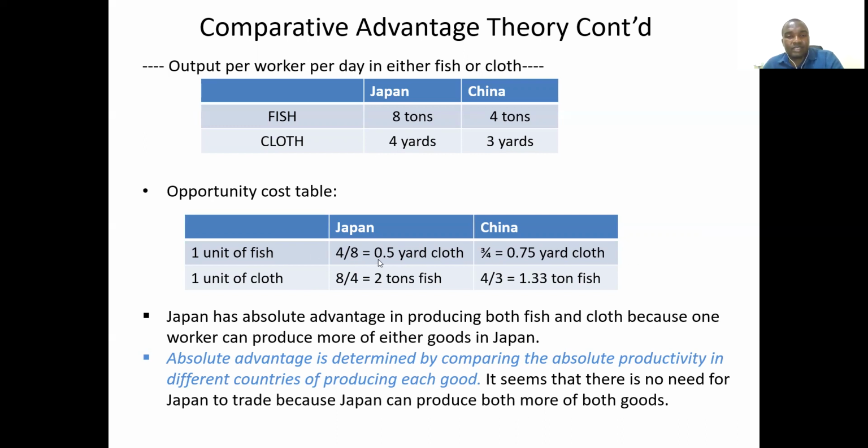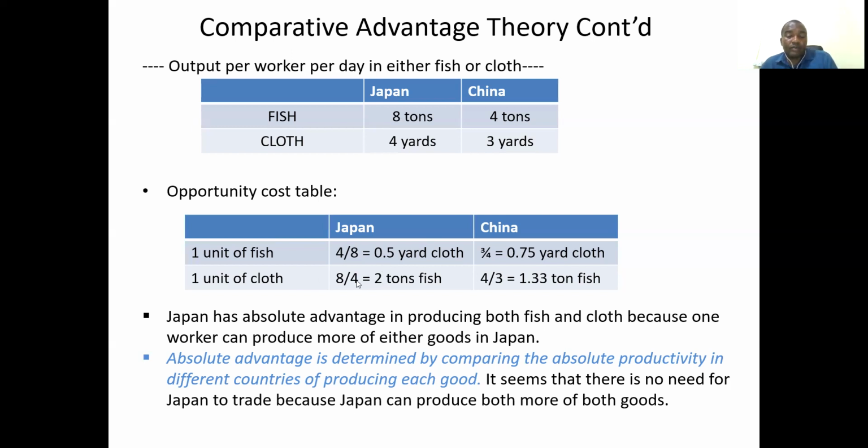So now we compare for fish, which country has got a lower opportunity cost ratio. In Japan, you forego half a yard of cloth. In China, 3/4 of a yard of cloth. Clearly, Japan has a lower opportunity cost ratio in the production of fish, because in Japan, they forego just half a yard of cloth. Yet in China, they forego 3/4 of a yard of cloth.